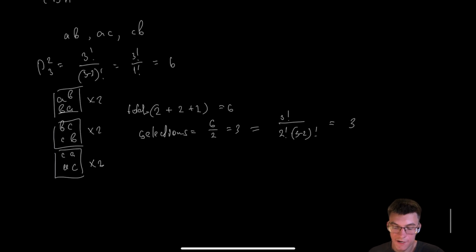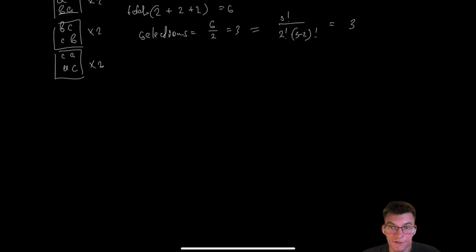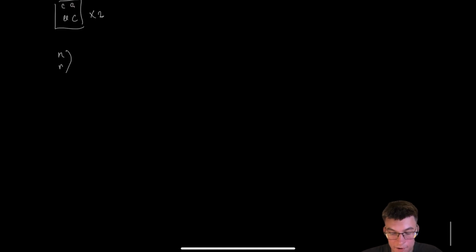So this is the key idea that you have to grasp when it comes to combinations. An important property of combinations is that n taken r will be the same thing as n taken n minus r. This means that choosing r objects from n is the same as leaving out n minus r objects.